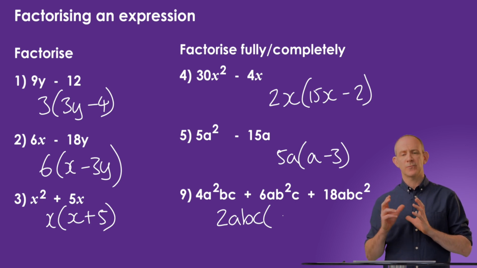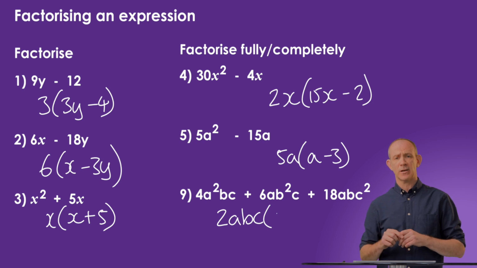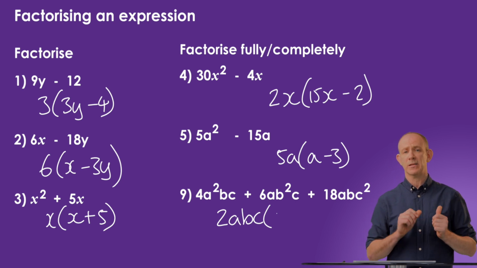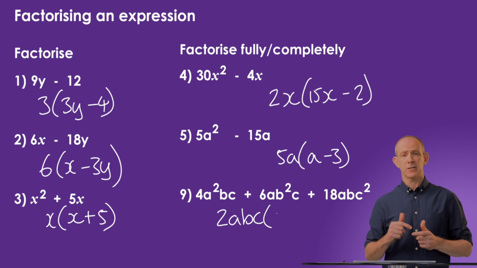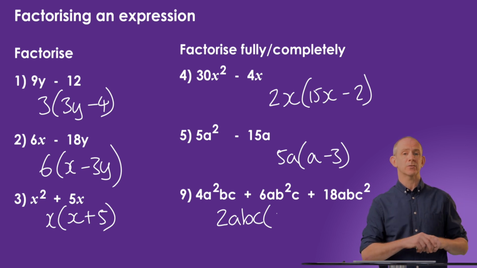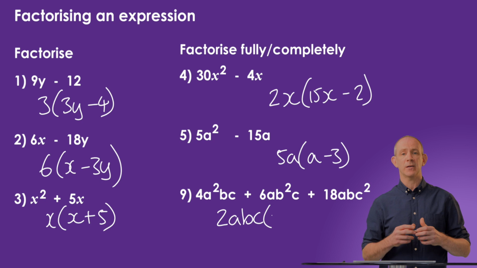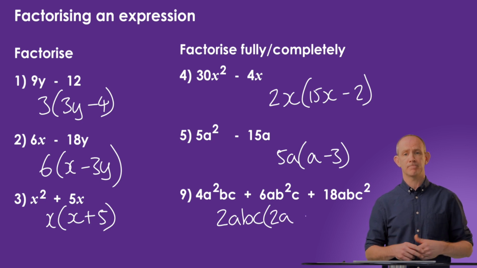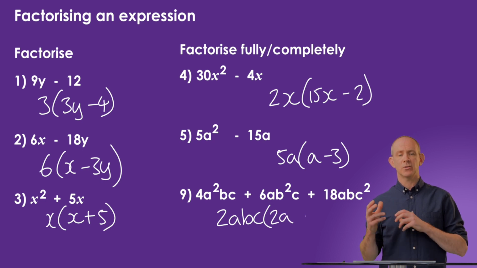Now I need to consider the first term inside the bracket. What am I going to multiply that by to get 4a squared bc? Well, I don't have to worry about the bc because that's already there in the factor outside. I need to think, what am I going to multiply the 2 by to get 4? That would be 2. And what would I multiply the a by to get a squared? So 2a. So for the next one, we can do the same process.